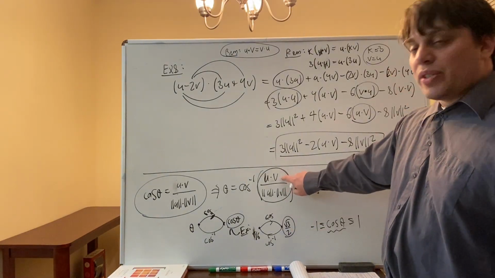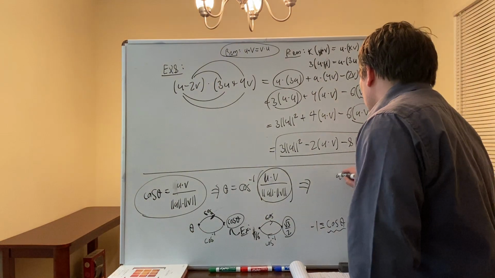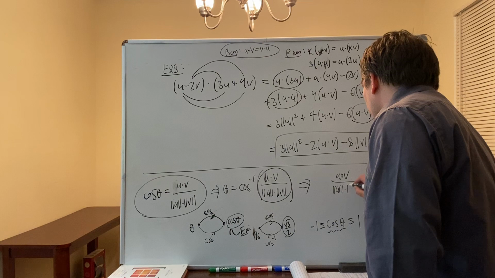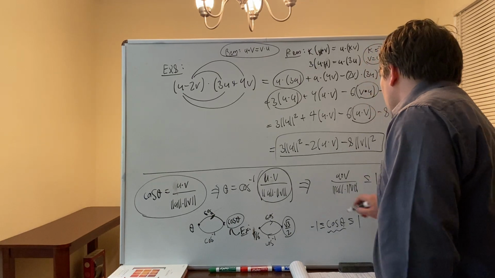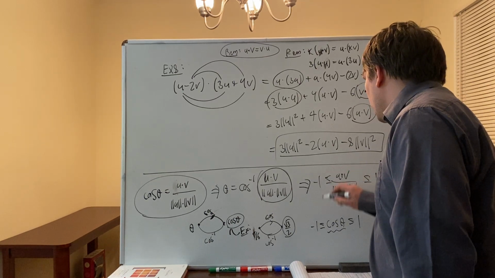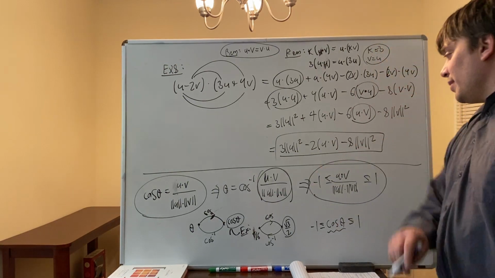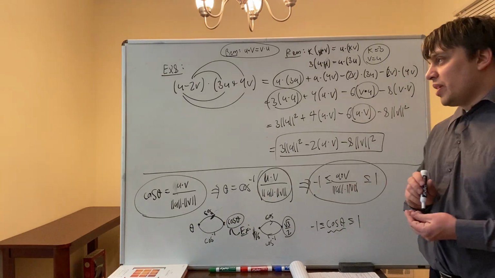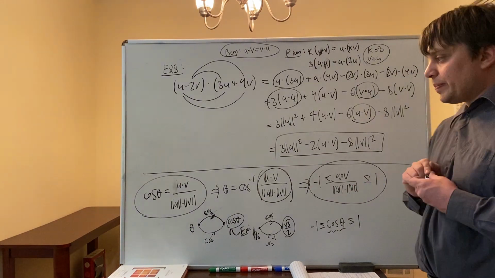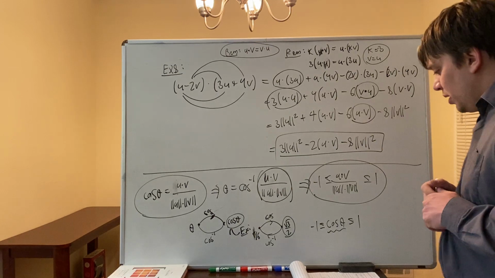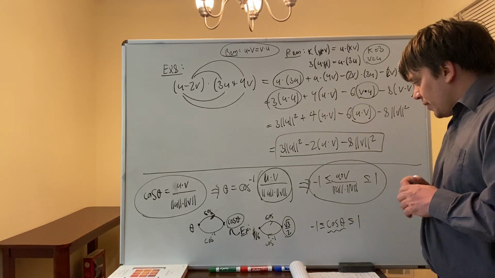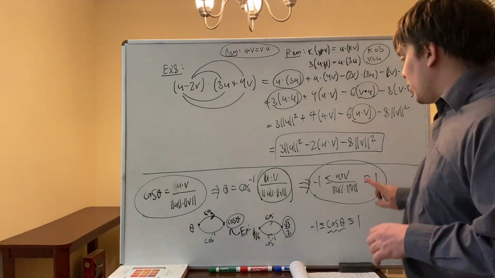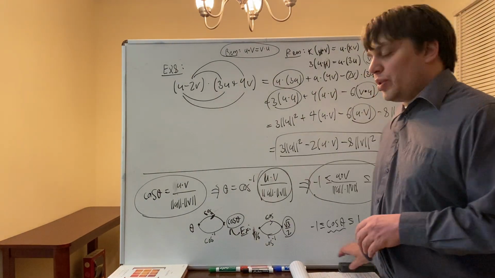So we can deduce that u dot v over the norm of u times norm of v is between -1 and 1. So the input for cosine inverse has to be between -1 and 1 inclusive. So -1 is less than or equal to u dot v over norm of u times norm of v, which is less than or equal to 1. Okay, and so now we have this fact. And from this fact, we're going to get what's called the Cauchy-Schwarz inequality.